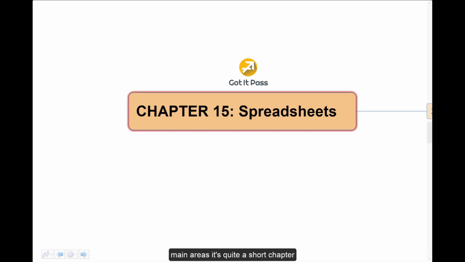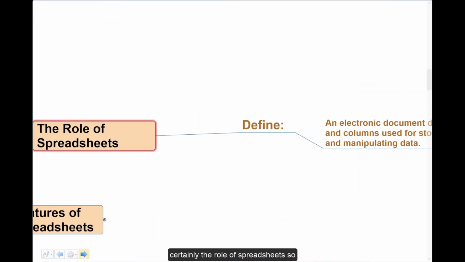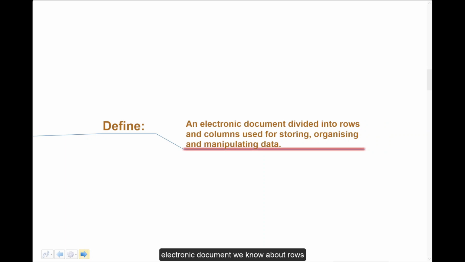Let's look at the main areas. It's quite a short chapter, certainly. The role of spreadsheets. So what do we think? Well, certainly it's an electronic document. We know about rows and columns, and it's particularly useful. I'm sure you've used them before for storing, for organizing, and in particular, for manipulating data. Certainly there's a range of functions within Excel that, although I'm pretty proficient, I wouldn't have come anywhere near. But it's a particularly great tool.